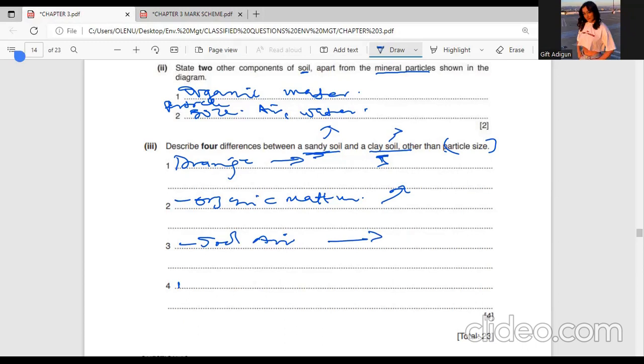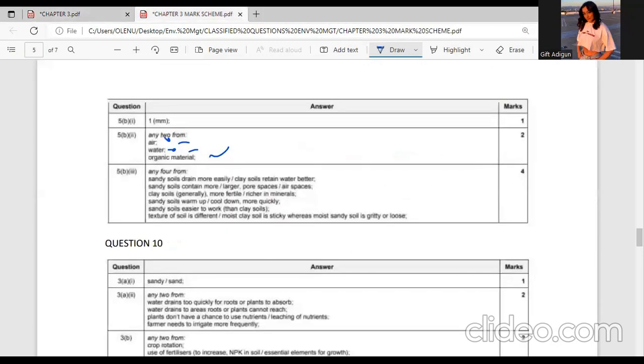If you look at organic matter, drainage, soil air, if you look at ease of cultivation, this can easily be cultivated than this. However, if you look at the amount of water, okay, that's drainage. This water moves, while this holds more water in it. Let me see. Sandy soil drains more. Okay, we got that. More air spaces. There are more air spaces.